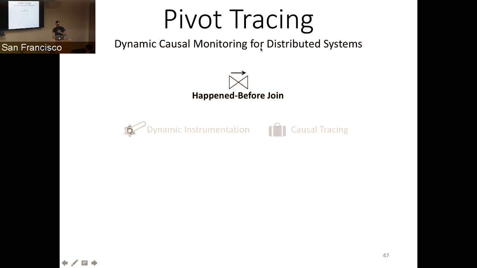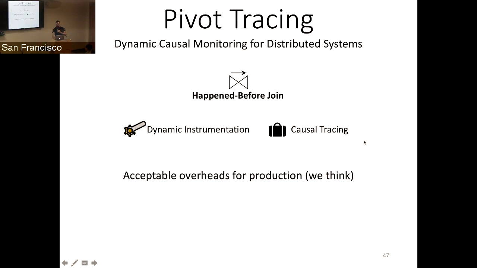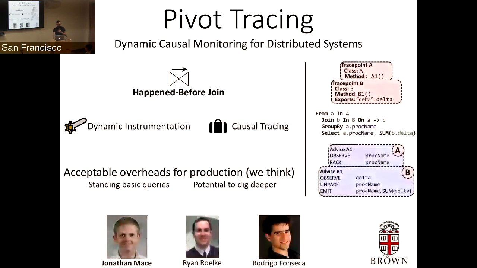So yeah, pivot tracing, this happened-before thing is awesome. This wrench is awesome, and I wouldn't have chosen that. And then the causal tracing is also really cool. And he thinks those overheads are acceptable. I don't, but you could make it a lot faster, and it would be. So that's pretty much it.